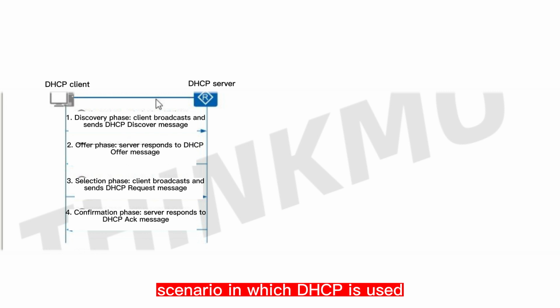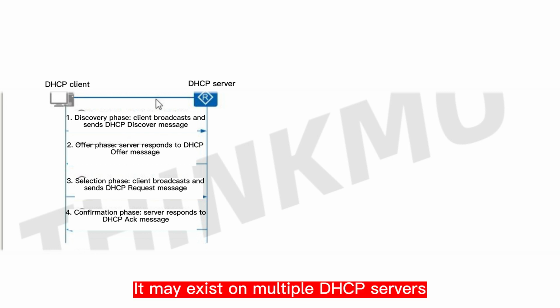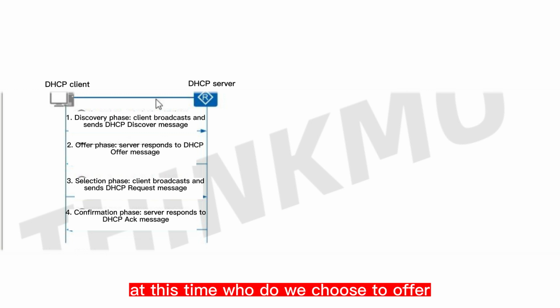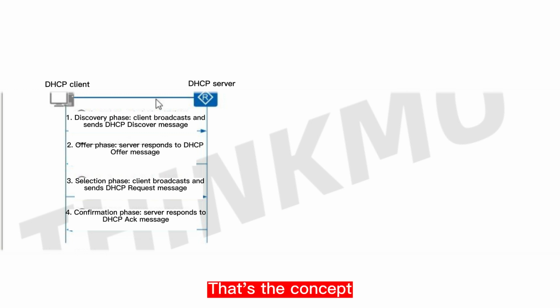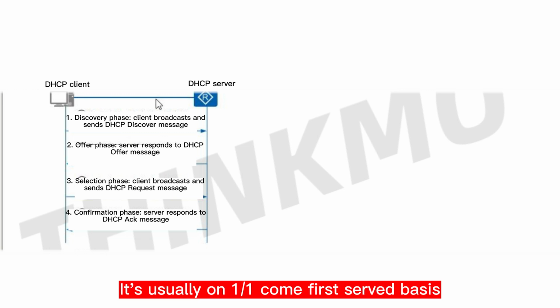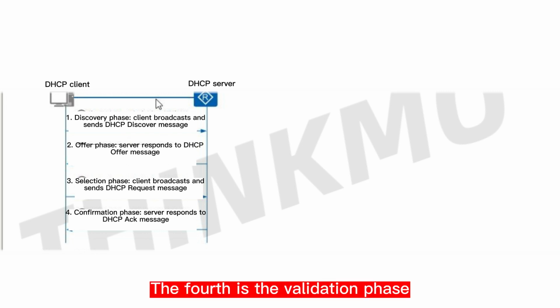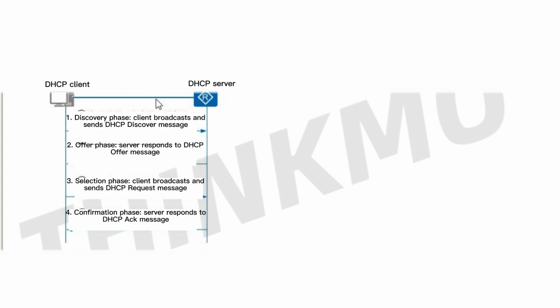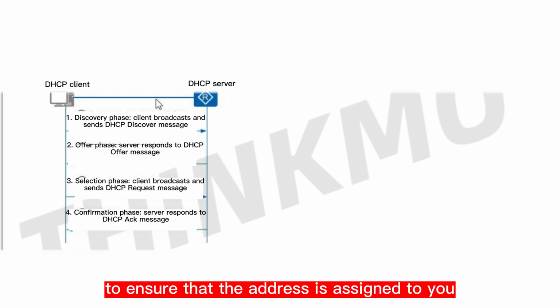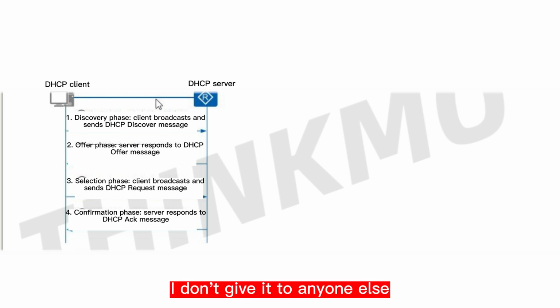In the scenario in which DHCP is used, there may be multiple DHCP servers. At this time, whose offer do we choose? That's the concept. It's usually on a first-come, first-served basis. Whoever is the first to offer me, I'll use. The fourth is the validation phase. The server has to respond with a DHCP ACK message to ensure that the address is assigned to you. I don't give it to anyone else.